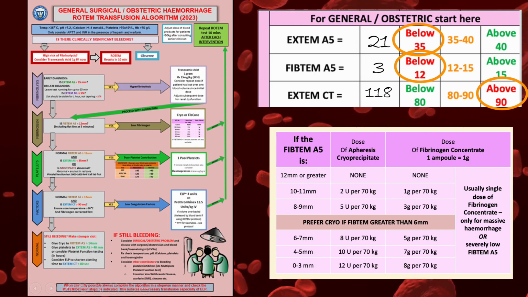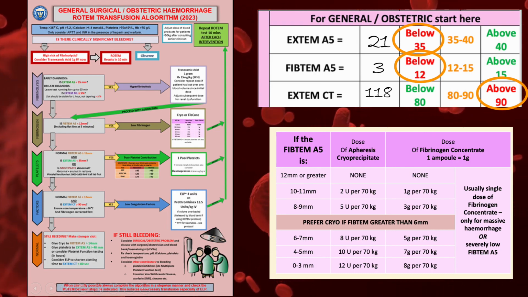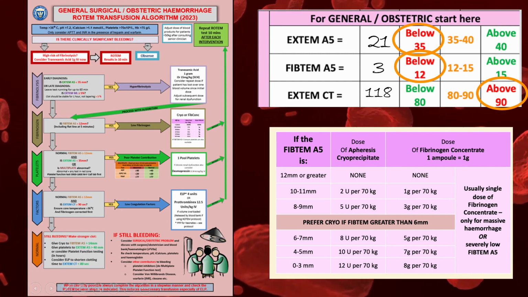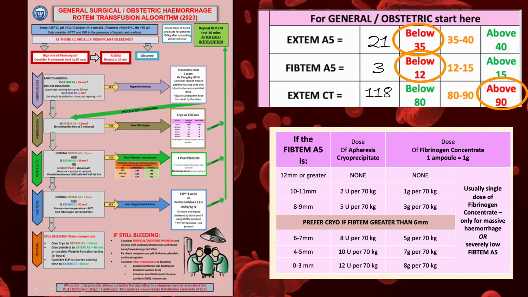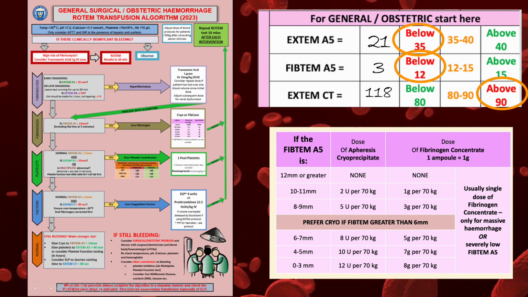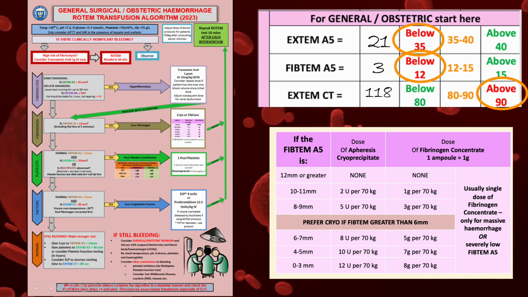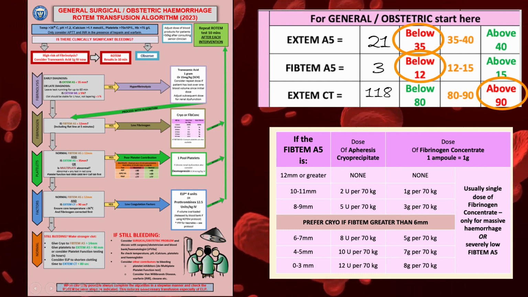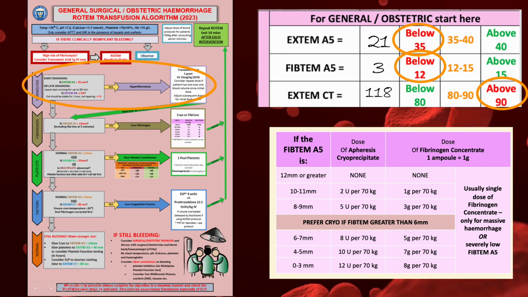Starting from the top, she does have clinically significant bleeding. Remember, you must have significant bleeding to perform a ROTEM. Now the first step asks for the EXTEM A5. If the number is less than 35, it suggests that there is hyperfibrinolysis. This can be treated with tranexamic acid, if not already given. Sarah's EXTEM A5 is 21 and she is a trauma patient, so we would definitely give tranexamic acid.